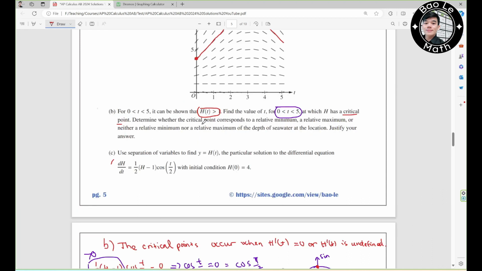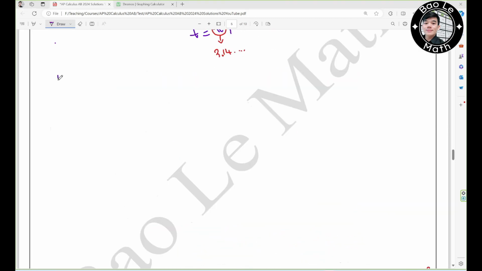Determine whether the critical point corresponds to a relative minimum, relative maximum, or neither a relative minimum nor a relative maximum of the depth of seawater at the location. Alright, so recall.